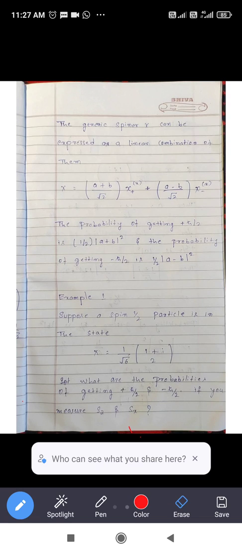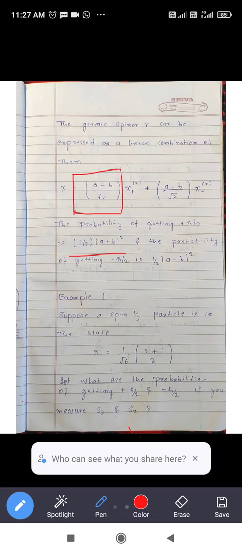The probability of getting h cross by 2 is 1 by 2 times mod of (a plus b) whole square. We get 1 by 2 into mod a plus b whole square.